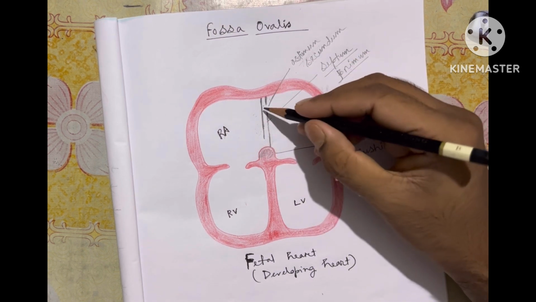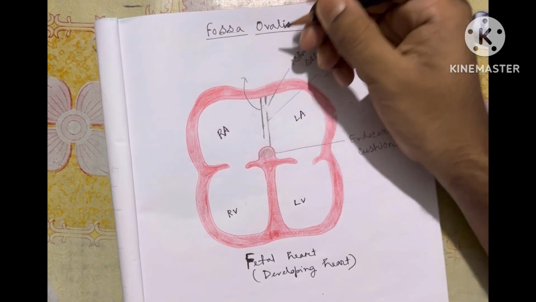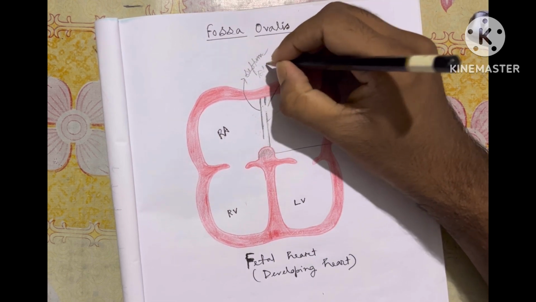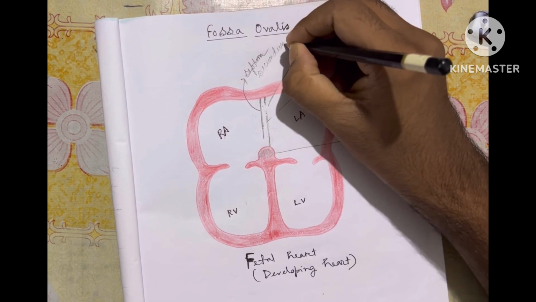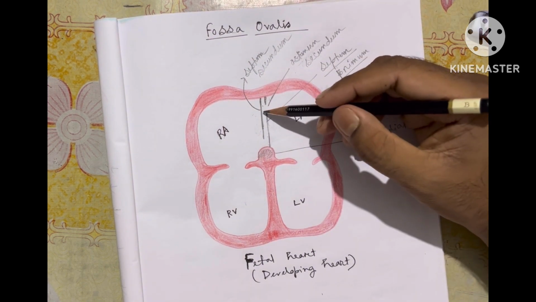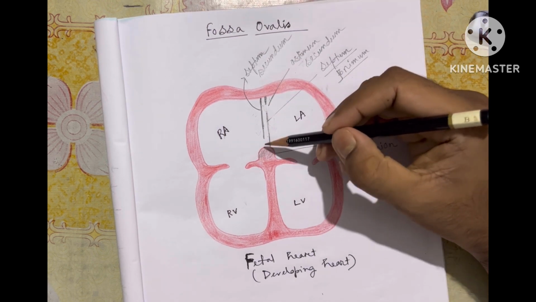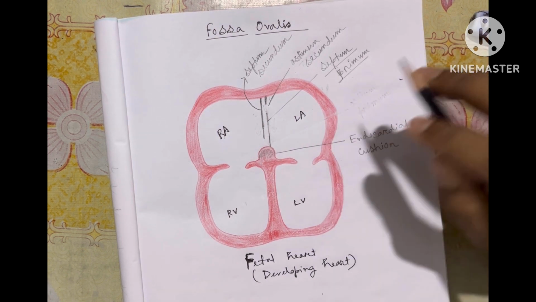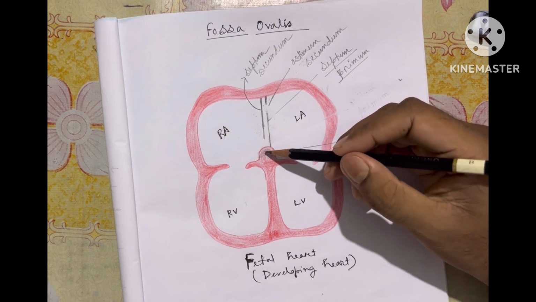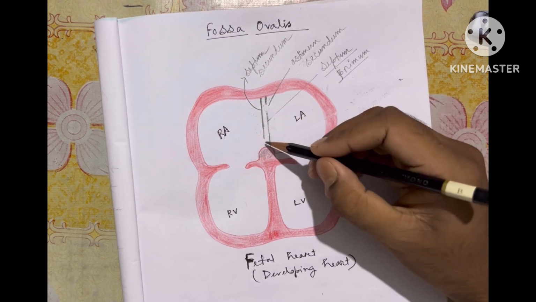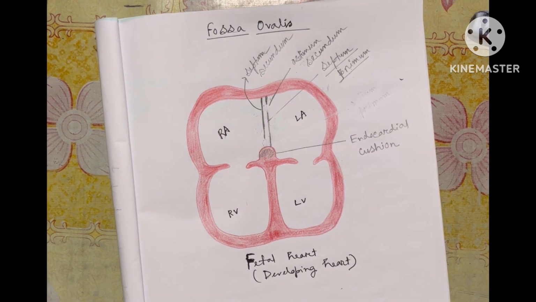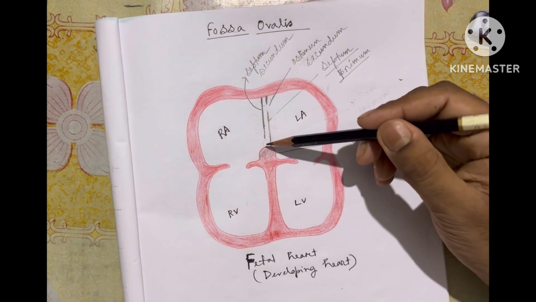I'll give you the name of this membrane. This is called the septum secundum. So septum secundum is developed at the right side of our septum primum, and it will come and almost touch our endocardial cushion. But just like our septum primum, it is not going to touch our endocardial cushion fully, leaving another opening, and that opening is called foramen ovale.